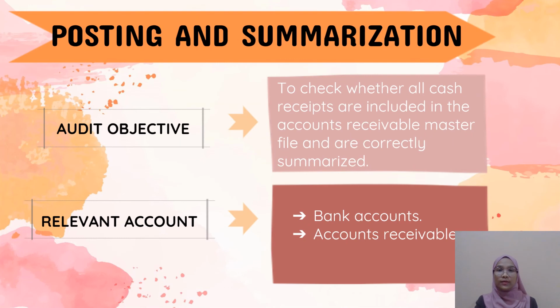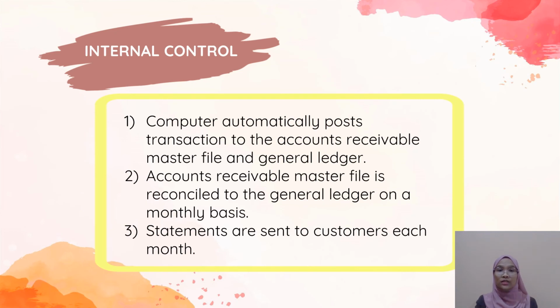As for posting and summarization for cash receipt transaction, the audit objective is to check whether all cash receipts are included in the accounts receivable master file and are correctly summarized. The relevant accounts involved are bank accounts and accounts receivable. The internal control is that the computer automatically posts transactions to the accounts receivable master file and general ledger. The accounts receivable master file is reconciled to the general ledger on a monthly basis, and the company will send statements each month to the customers.